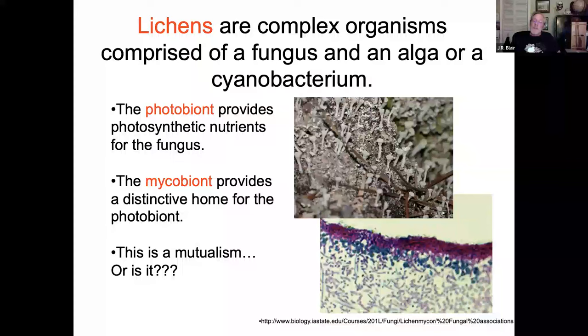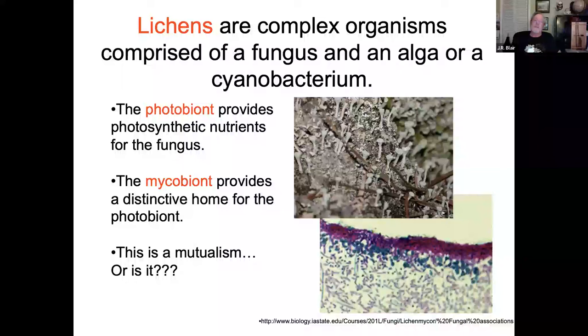Now, there are some people that object to the concept that this is a mutualistic relationship. The reason being is that the photobiont can actually live without the mycobiont. So there are not very many alga species or cyanobacteria. I think there's less than 20 species of alga or cyanobacterium that are involved with lichens. They can live just fine without the fungus as long as they're in an aquatic environment, right? Moist environment. However, the mycobionts need to have the photobiont, and they cannot live without said photobiont.